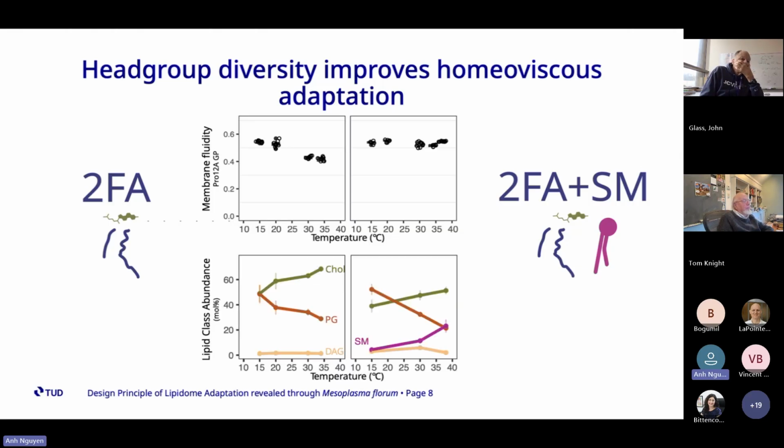Furthermore, if you look at lipid class abundance, you can see that the sphingomyelin that we used to feed them, they actively enrich sphingomyelin abundance at higher temperature. So even if we feed it a lipid, Mesoplasma florum knows which one to enrich. And as a small bonus, you can see that the abundance of cholesterol drops significantly compared to the diet with only fatty acids. We are hypothesizing that this might be the reason why they actually earn another 4 degrees in viable range, because they don't have to push cholesterol abundance that much higher.